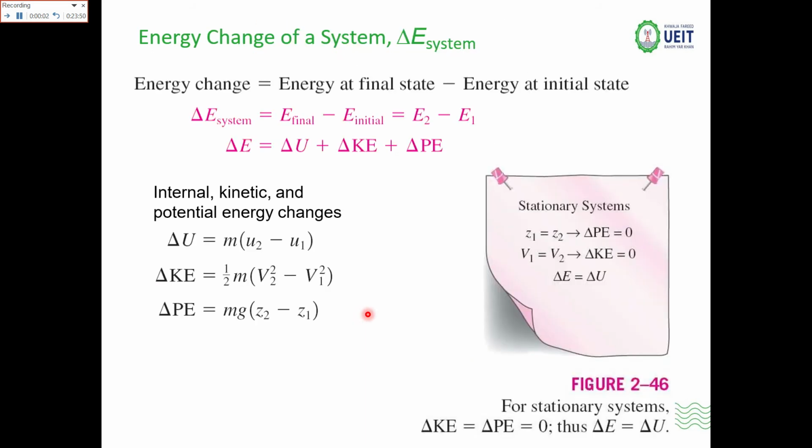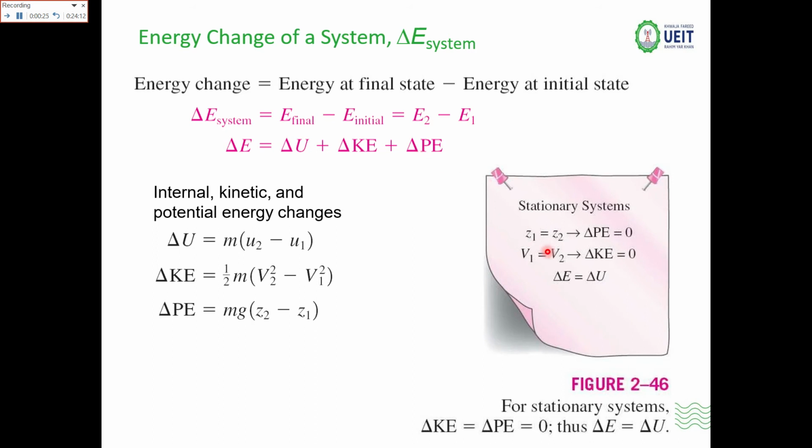Energy change of a system, delta E. Energy change is energy at the final state minus energy at the initial state, E2 minus E1. So we can say that the change in energy of a system is equal to the change in internal energy, change in kinetic energy, and change in potential energy.